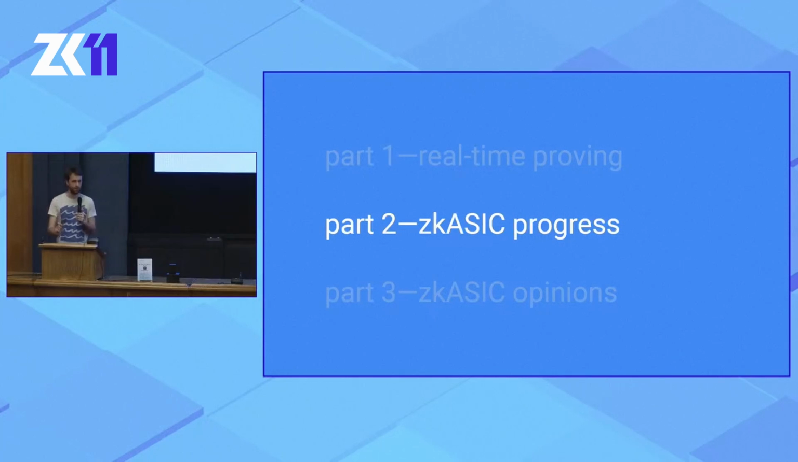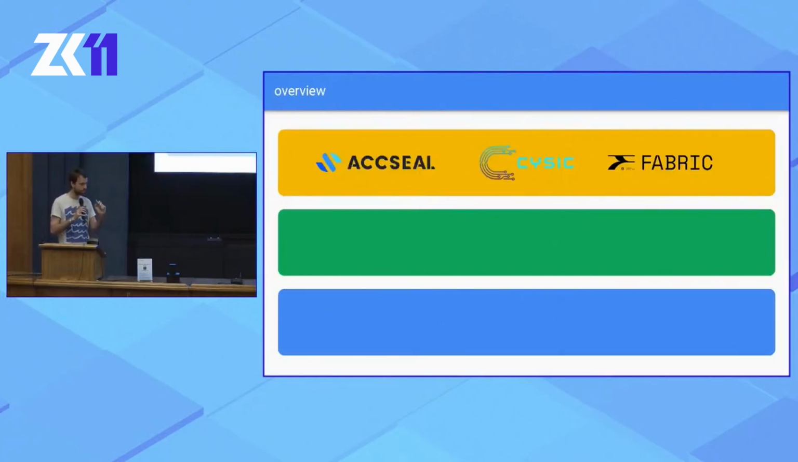Okay, part 2, ZK ASIC progress. So I want to give you an overview of these 10 companies that are working on SNARK ASICs. The first 3 are kind of the flagship companies, I'd say, right now, which are Axiom, Cysic, and Fabric. And they are companies whose only mission, whose sole purpose, is to build SNARK ASICs. And they're very vocal and public about it, and they're making a lot of progress.